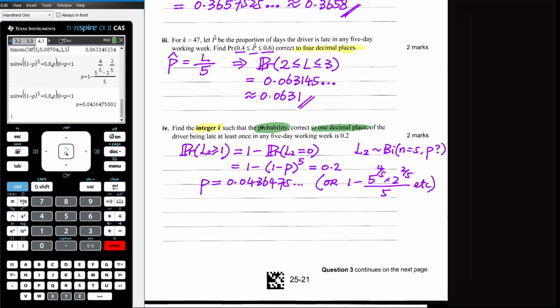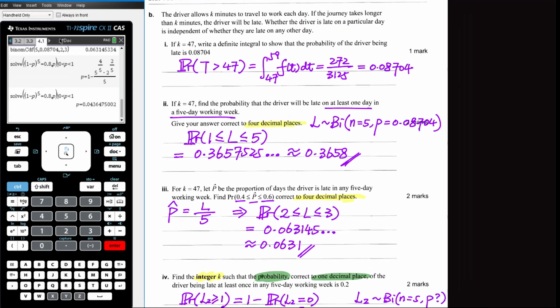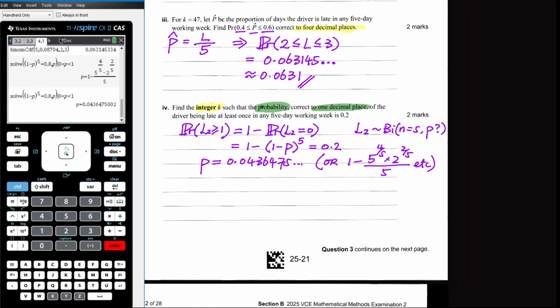The next thing is this probability is the probability of the journey taking longer than k. And we need to relate this back to the previous integral. For example, the integral from k to 59 of f(t) dt equals 0.0436475, something along this line. And notice this k value is larger than 29, but less than 59.